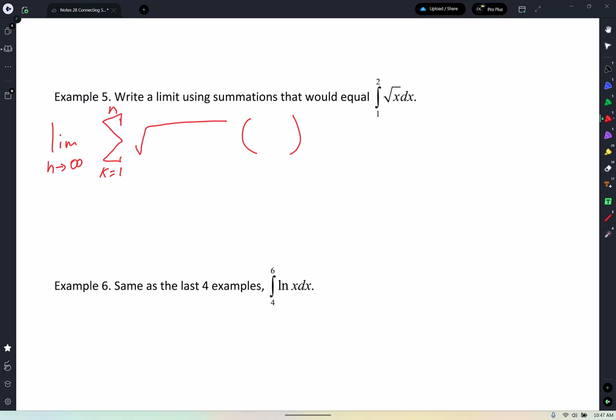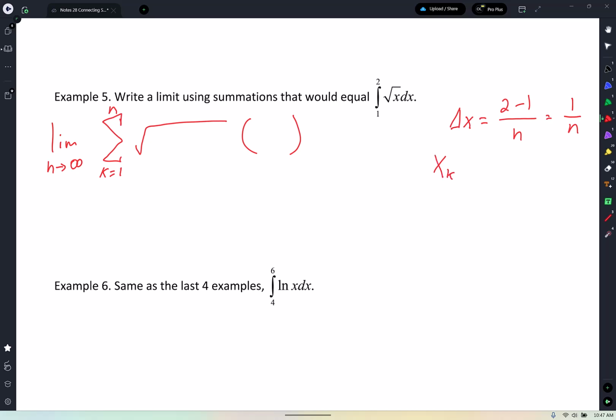All right, I'm going to come to the side. I'm going to write delta x. Upper minus lower. So what am I going to write? 2 minus 1 divided by n. So what do I get? 1 over n. Now I need my x value.